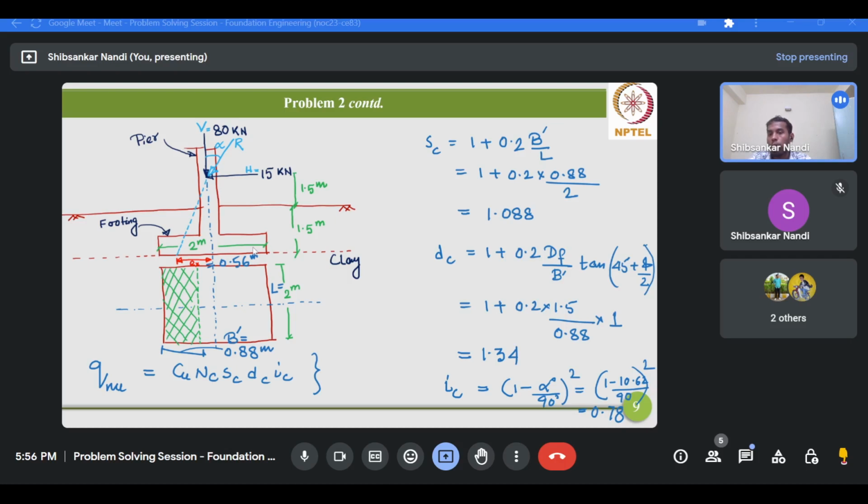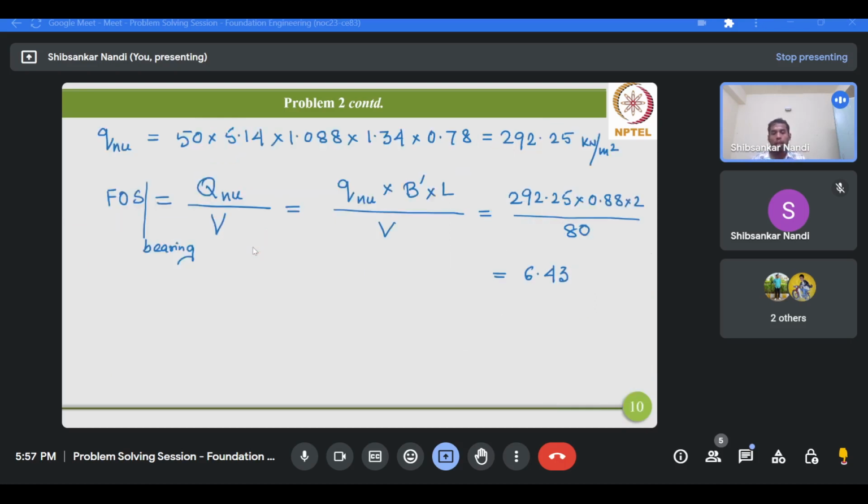Now, what should be your concern to allow some eccentricity of the resultant load acting on the footing? What should be your primary concern? I will not take much time, I will discuss a little bit about this concept. Your primary concern should be about the tension crack.